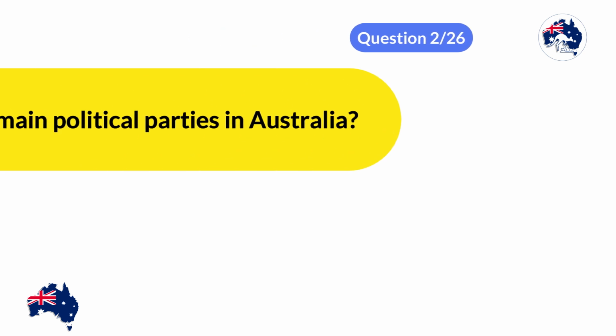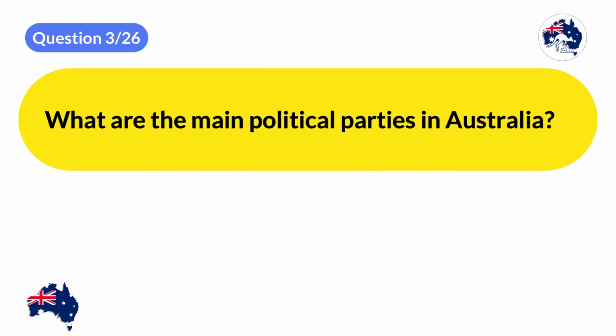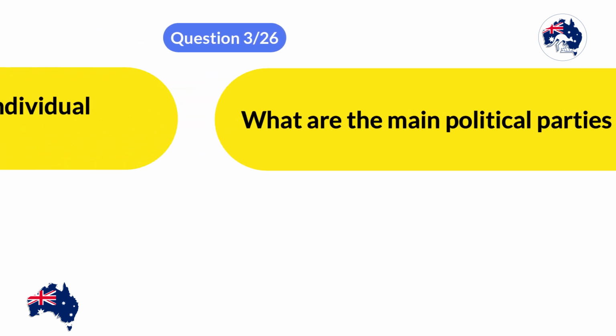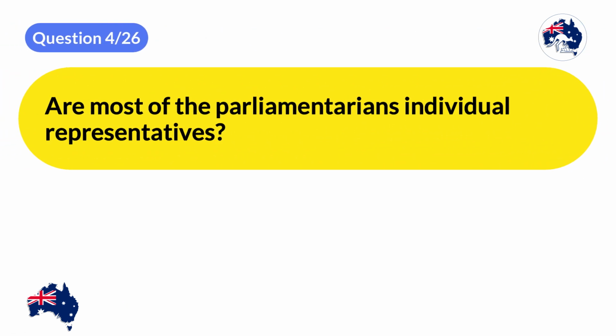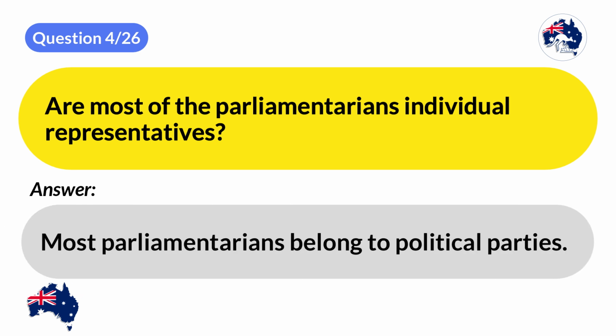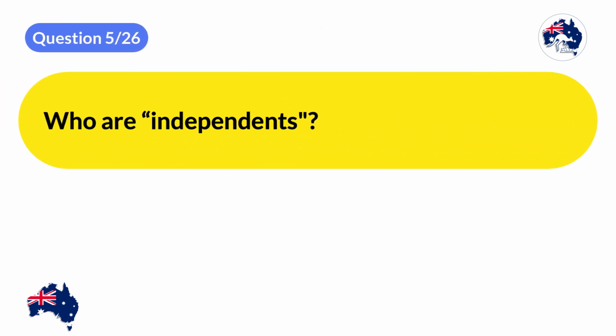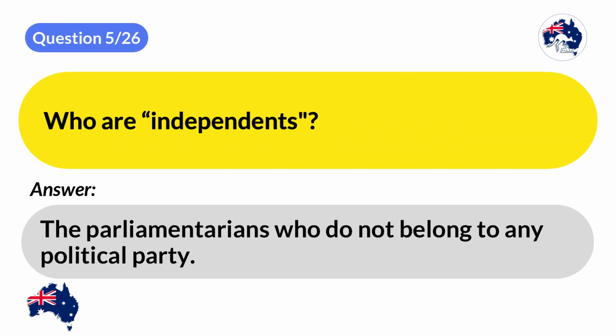What are the main political parties in Australia? The Liberal Party of Australia, the Australian Labor Party, the Nationals, and the Australian Greens. Are most of the parliamentarians individual representatives? Most parliamentarians belong to political parties. Who are independents? The parliamentarians who do not belong to any political party.